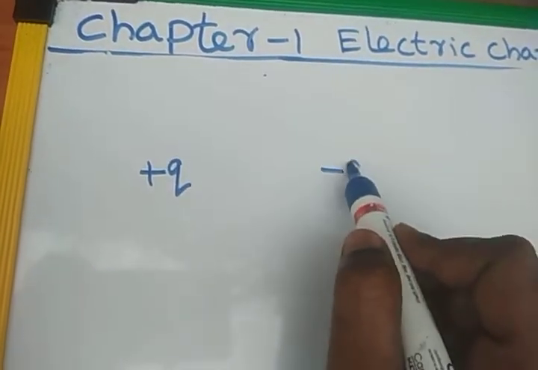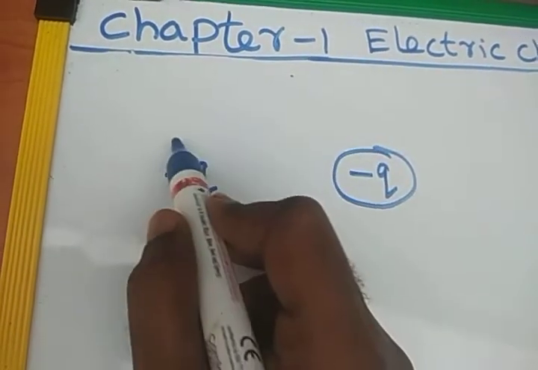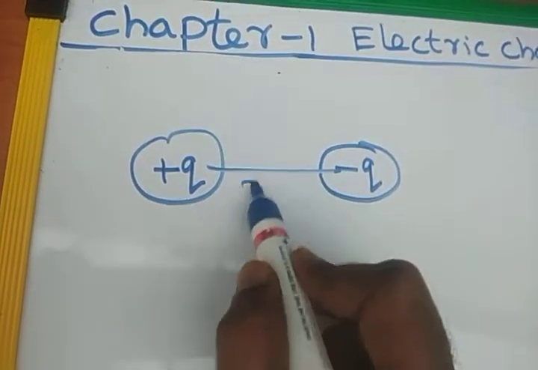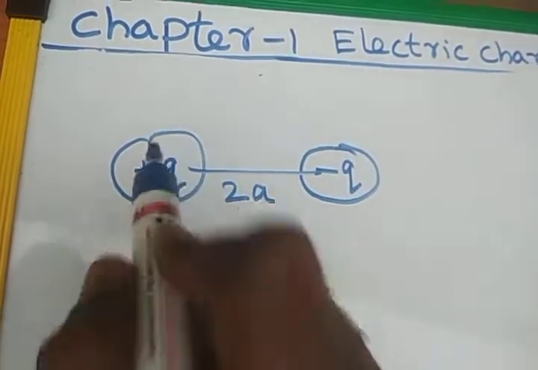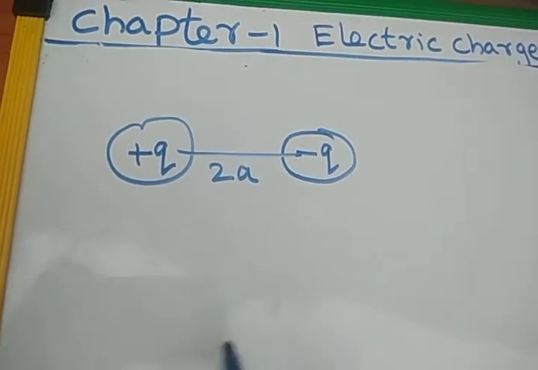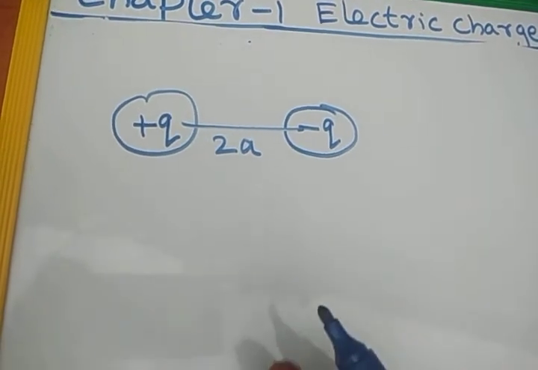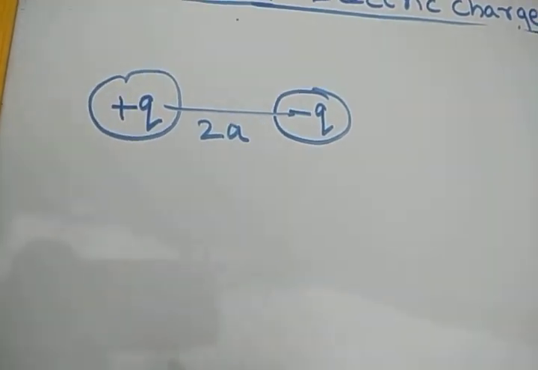Now we are going to see that we already know the electric dipole means the positive charge and the negative charge are separated by a very small distance 2a. So this negative charge has an electric field, and this positive charge also has an electric field. Some students will ask, sir, how to find the electric field direction for a particular charge?